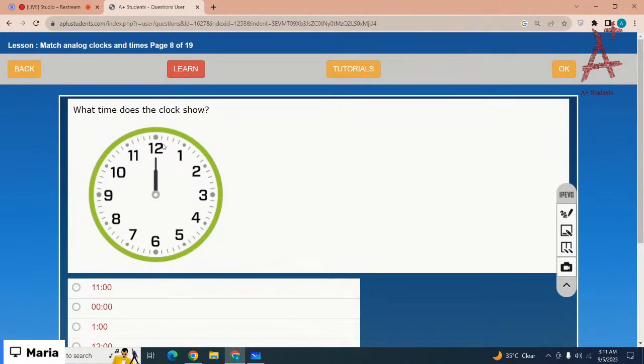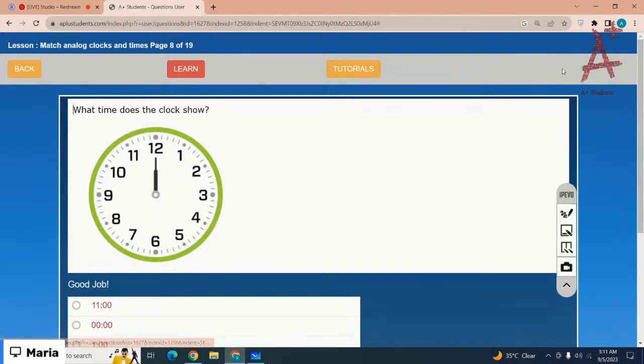What time does the clock show? Which is the correct option? The correct option is 12 hours and 0 minutes. The last option is the correct one.